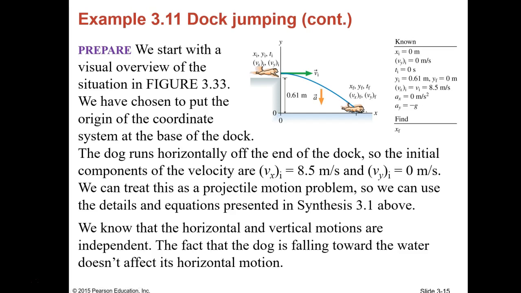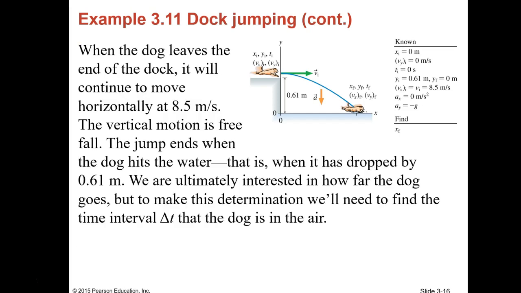So we know that the initial velocity is 8.5 meters per second horizontally, and vertically the initial speed is 0. And the other big number is that he's 0.61 meters above the ground. So because the dog is 0.61 meters above the ground and we know acceleration vertically is G, we can solve for T.